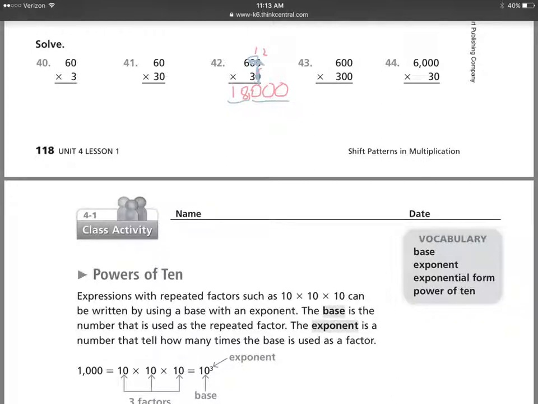Go ahead and complete problems 40 through 44 on your own, and then I'm going to move on to the next page.